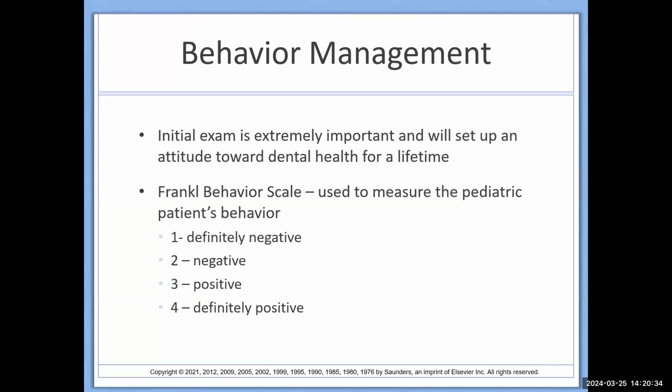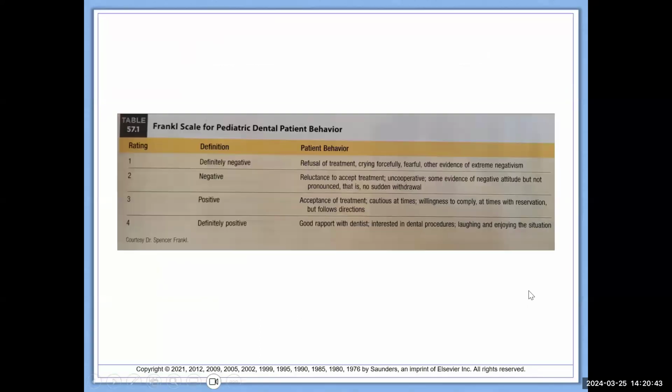And if you have a scale of 2, they exhibit negative behavior. And then 3, it's positive. And on a scale of 4, it's definitely positive. This I took directly from your textbook. What I said in the previous slide is basically a summary of what they are mentioning in the table in this chapter. And it gives you a little bit more examples.